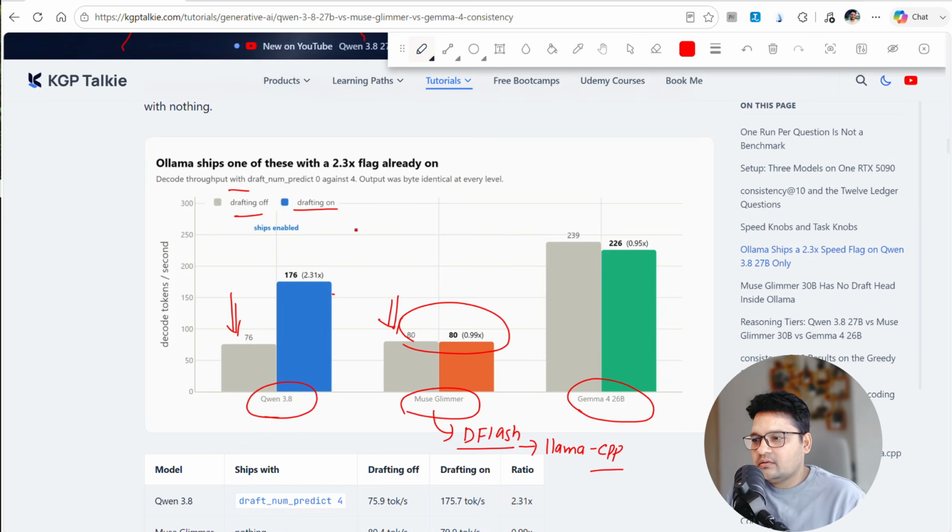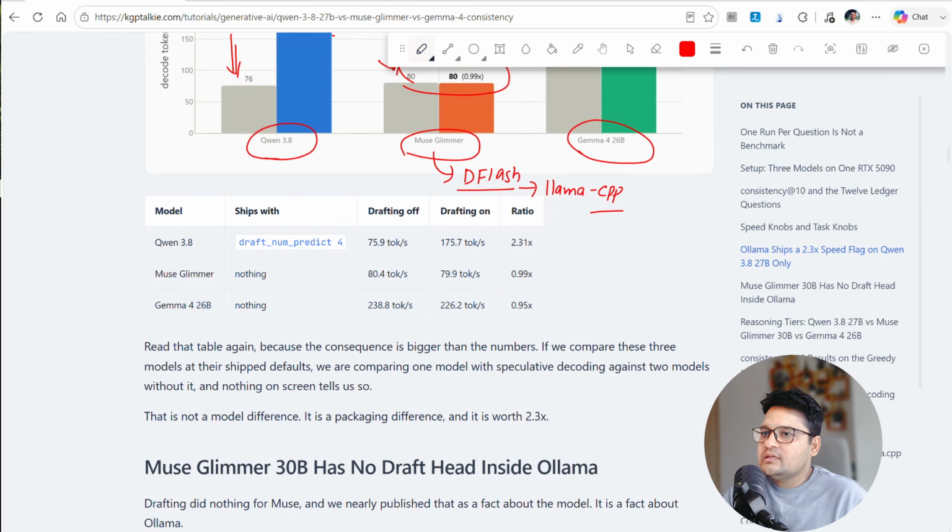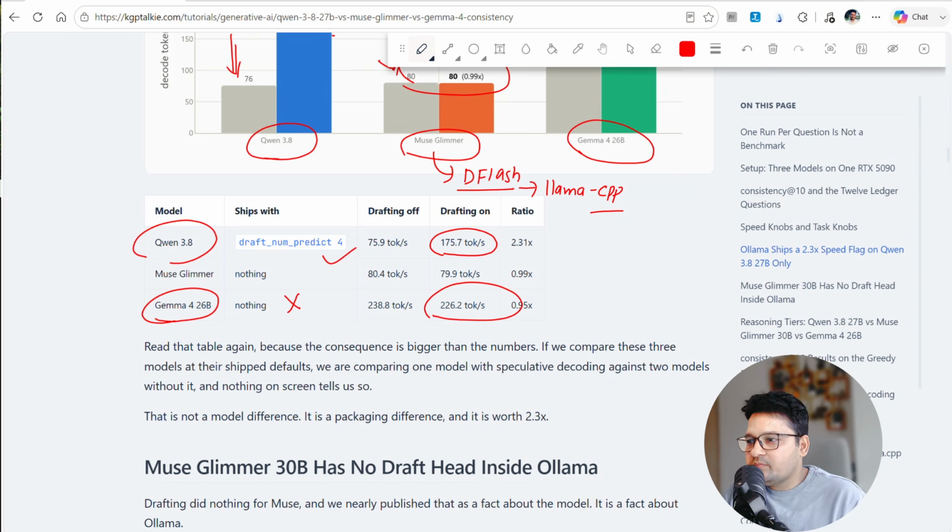If I explain in detail how it is actually working, one thing you will notice is that Qwen 3.8 has MTP prediction enabled. Because of that, its speed is really high, whereas Gemma 4 does not have MTP, and even after that its speed is really high. Then the question is, why is this happening? It is happening because this Gemma 26B, which you are currently seeing here, is actually activating only a 3 billion parameter model.